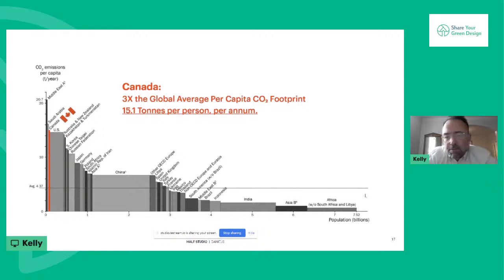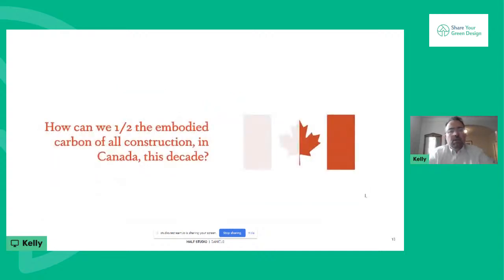And so if we're going to tackle the climate crisis, there's a disproportionate responsibility on ourselves and our American cousins about reducing our footprint by half, because that half is far more significant than most any other country on earth. So that's the question I wanted to come to the University of Toronto and ask: how do we halve the embodied carbon of all construction in Canada this decade?